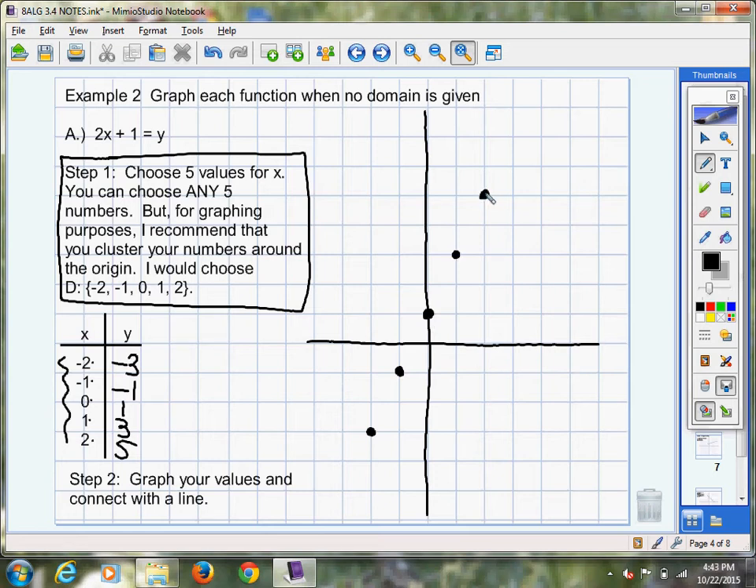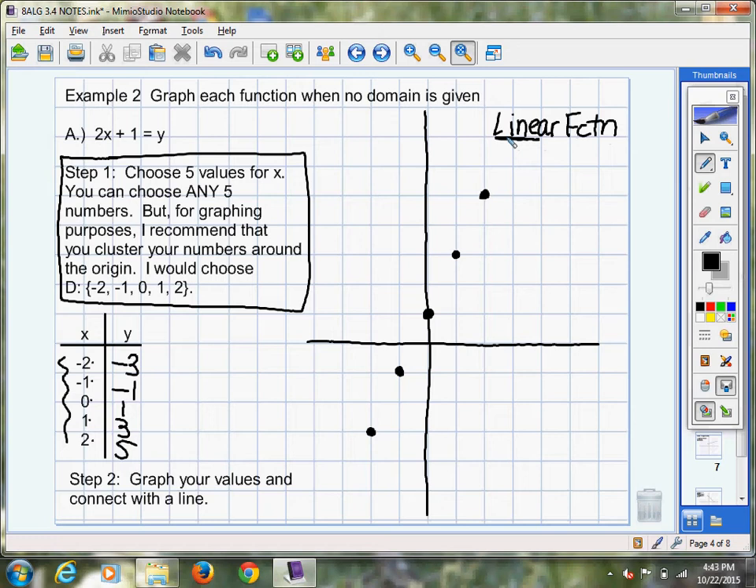Now, they look like they're all in a straight line, and that is because they are a straight line. This function that you just did is something that we call a linear function. Do you see the word line in the word linear? That means it's a straight line. It doesn't have any bends or curves to it. And so let's connect all our dots.